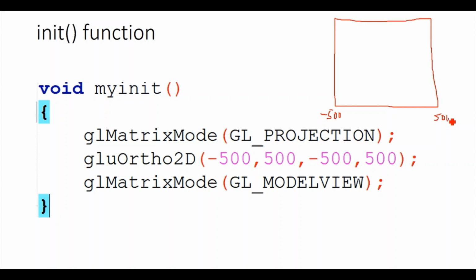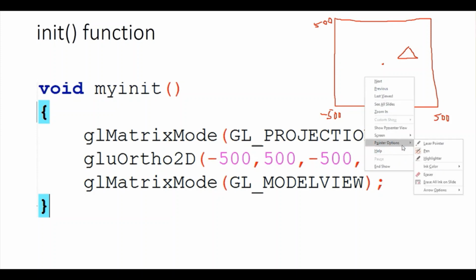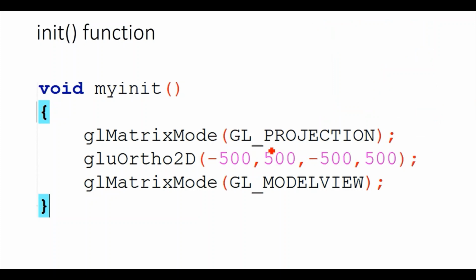Similarly, this will be my minus 500, and this will be my 500. So obviously this origin is in the center, so I would get my triangle somewhere over here in the window. So that's how I have set up the scene. I'm loading the projection matrix, and then I am setting up my ortho projection parameters. So that is my scene, and then I'm loading back my model view matrix.